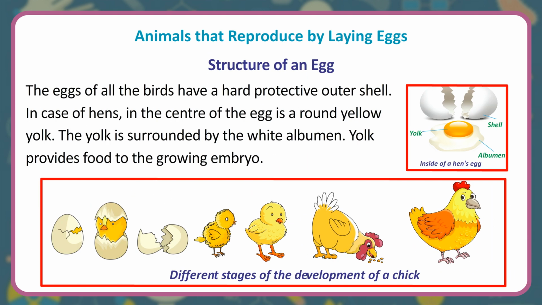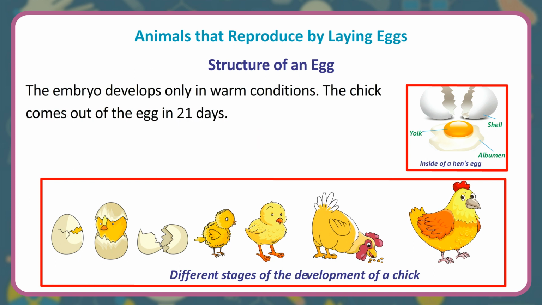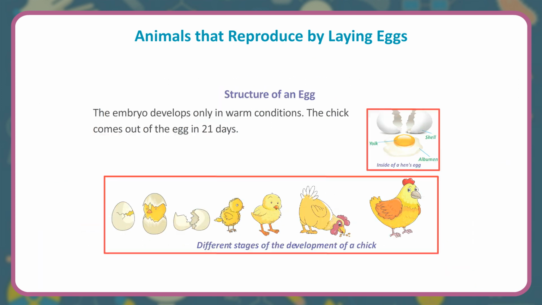Structure of an egg. The eggs of all the birds have a hard protective outer shell. In case of hens, in the center of the egg is a round yellow yolk. The yolk is surrounded by the white albumin. Yolk provides food to the growing embryo. The embryo develops only in warm conditions. The chick comes out of the egg in 21 days.